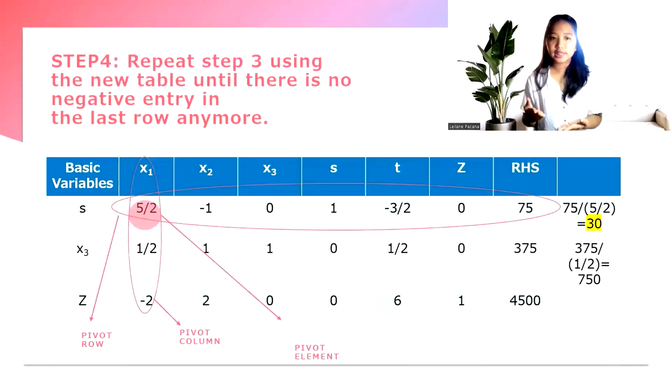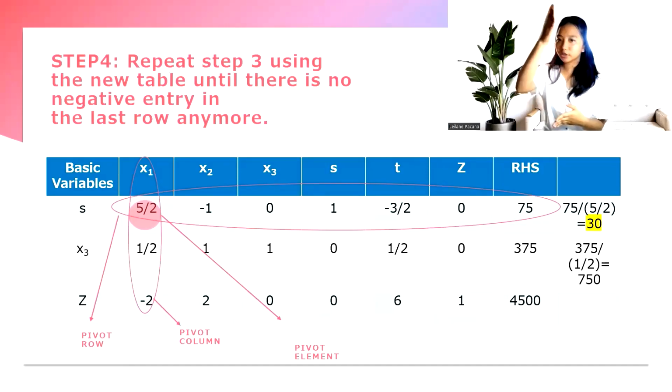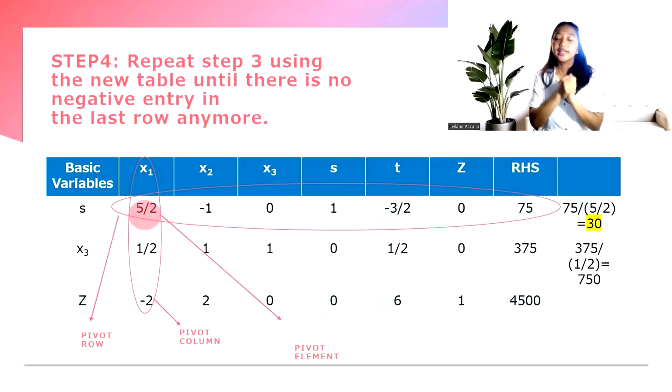So we have to do the same thing again. Our negative 2, of course, will be our pivot column where the negative 2 is located. And determine the pivot row. So we have to divide the right-hand side by that pivot column. So 75 divided by 5 over 2, we have 30. 375 divided by 1 half, we have 750.